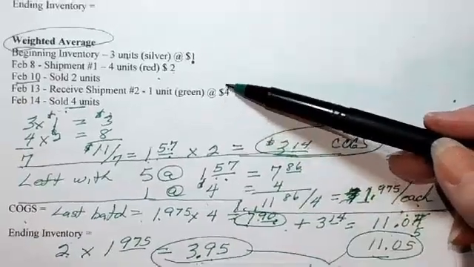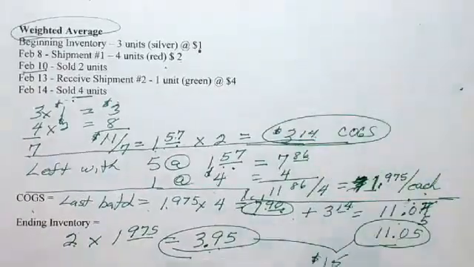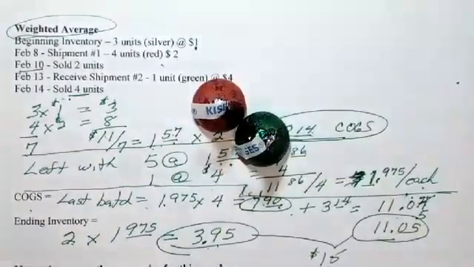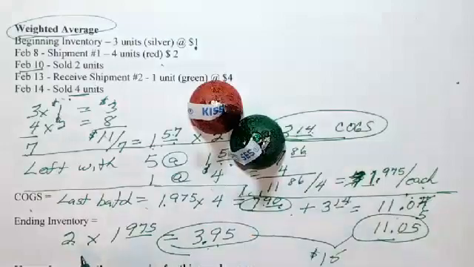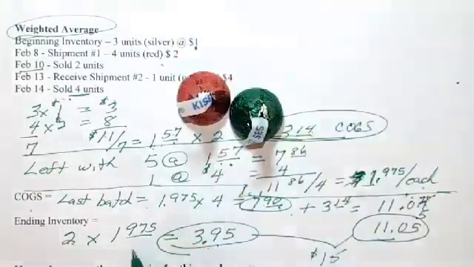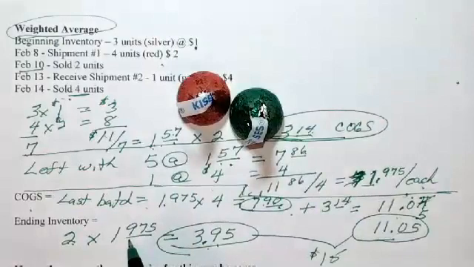That's one other thing with weighted average. That means when you start the next period, we don't really care if I've got green ones or red ones or purple ones. When you start your beginning inventory next period, everything's sitting at that 1.975, and that's where you'll start your beginning inventory.